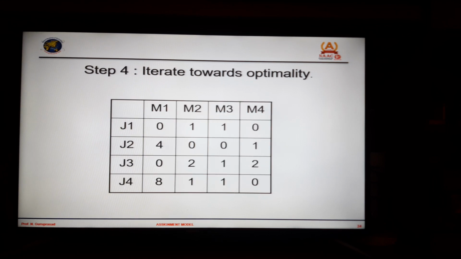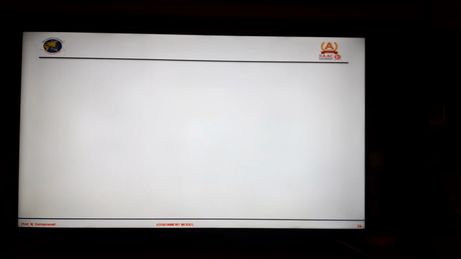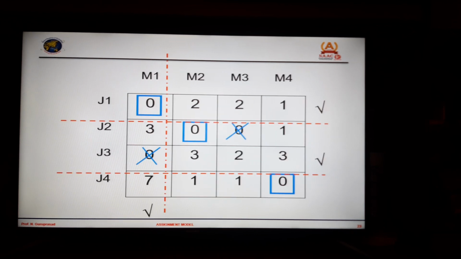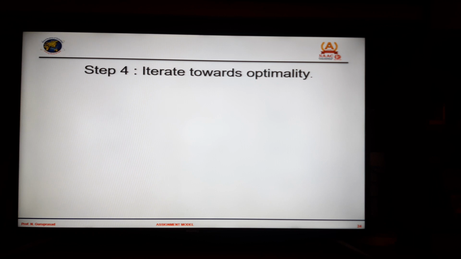And by common sense, this particular matrix has got more zeros. Correct? How many zeros in this matrix? 6, compared to the number of zeros in the previous matrix, which is only 5. That means we are proceeding correctly towards getting the optimal answer.